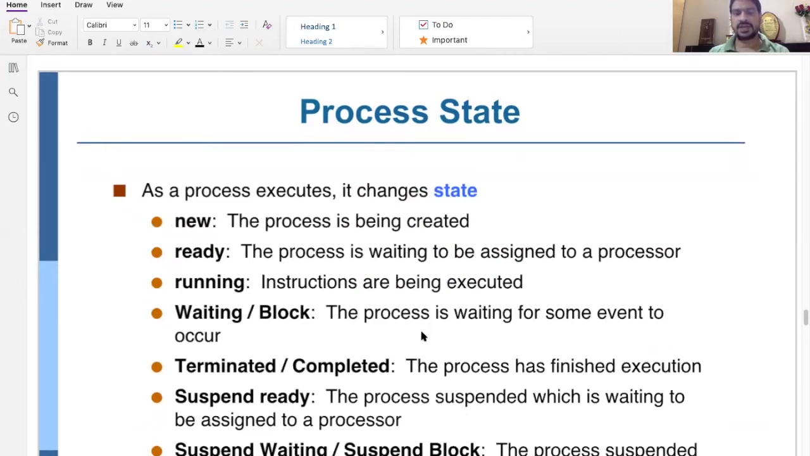Okay, so in today's class, we'll go through the process states. When a process is created and it is in the secondary memory, how do we get that particular program from the secondary memory to the main memory, what are the things that will take place, and what are the different states a process could be, that we'll see today.